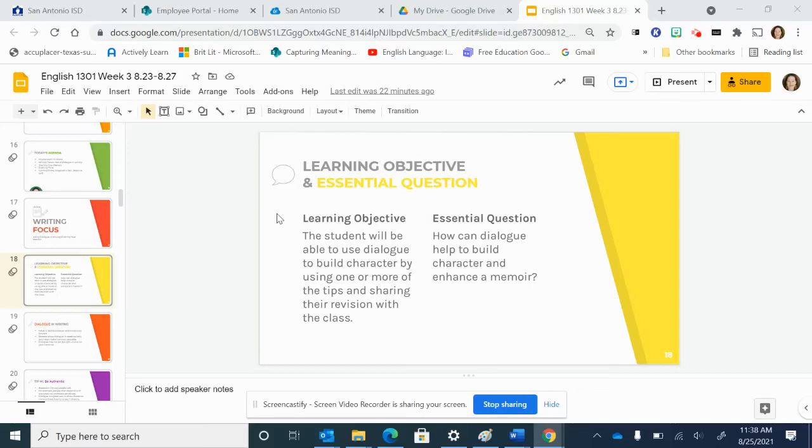Talking about the learning objective. I want you guys to be able to use dialogue to move your story forward and to create character. We're also going to look at how you can use dialogue to build character and your best practices with using dialogue. That's what we're going to start with.